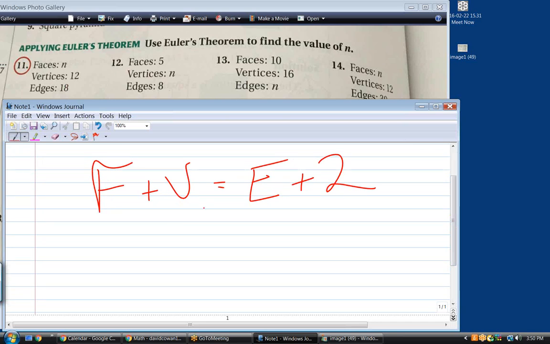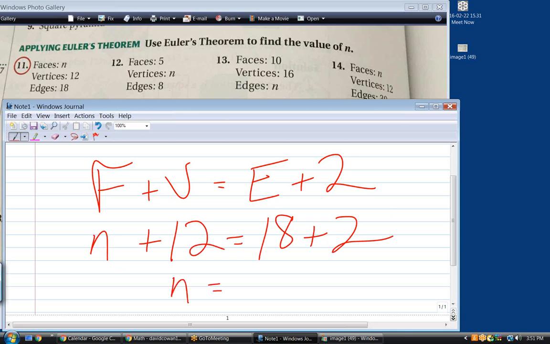What am I going to fill in for F? Let's fill in something for each of these: F, V, and E. F is N. V is 12. E is 18. So the number of faces is what? 8. Okay. And that's all you're going to do in each of these problems.